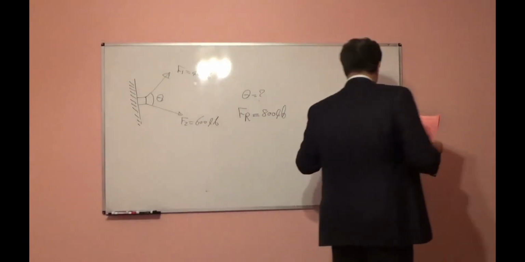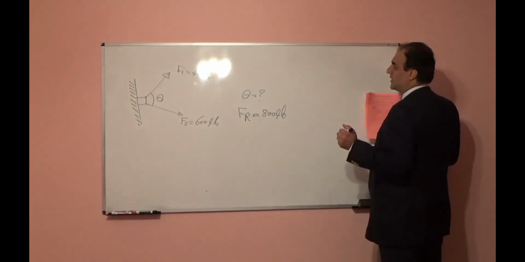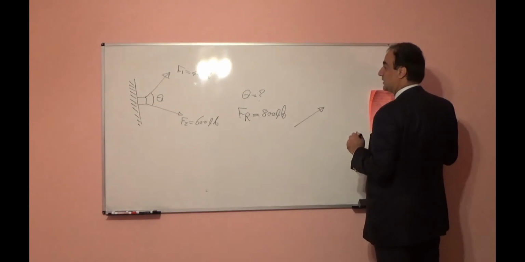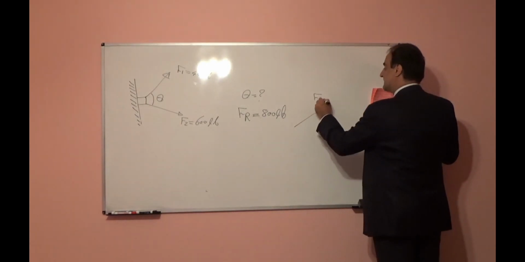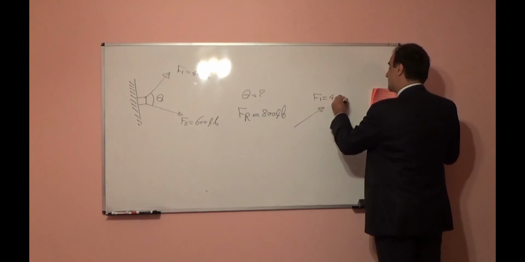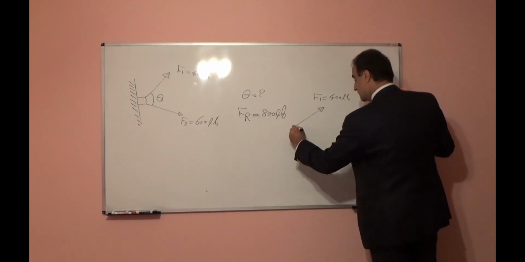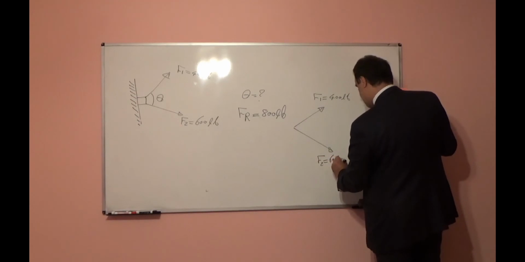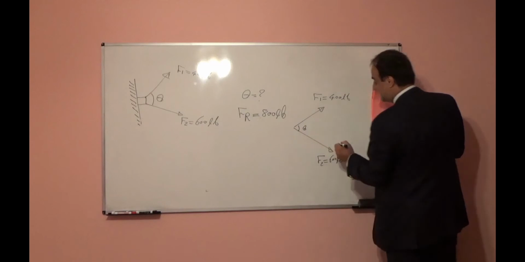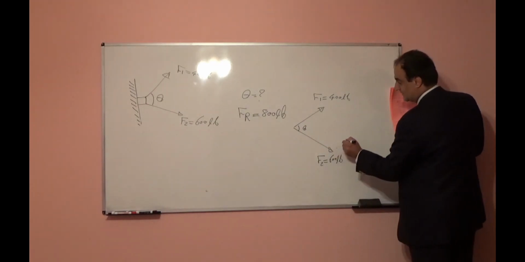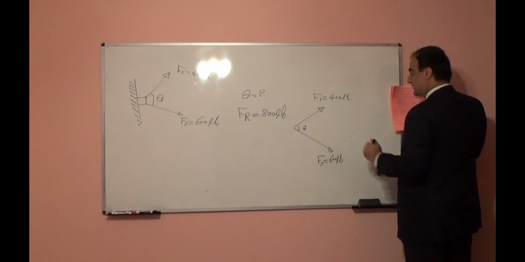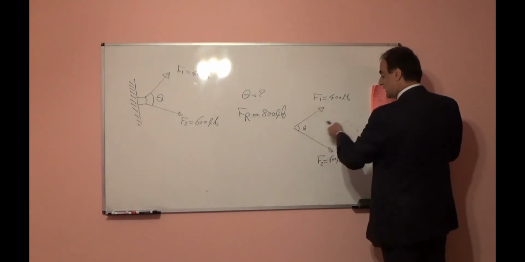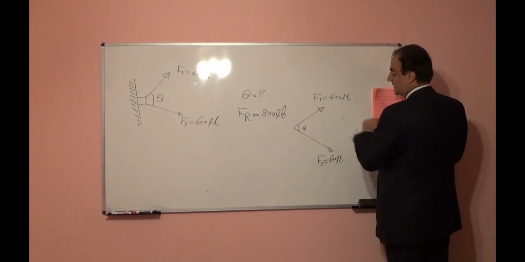Again, you can use the triangle rule or the parallelogram law. For this example, I will follow the parallelogram law. So this is F1, it is equal to 400 pounds. F2 is equal to 600 pounds. This angle is theta. From the head of this, I will draw one line parallel to F1. From the head of this, I will draw another line parallel to F2 and make a parallelogram.